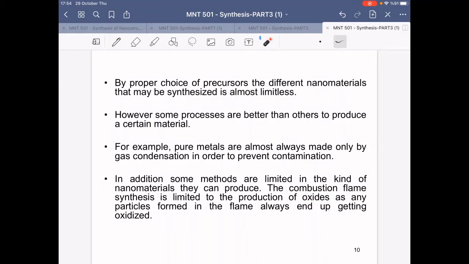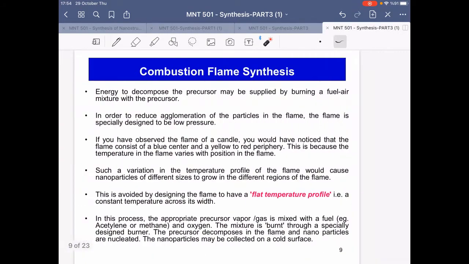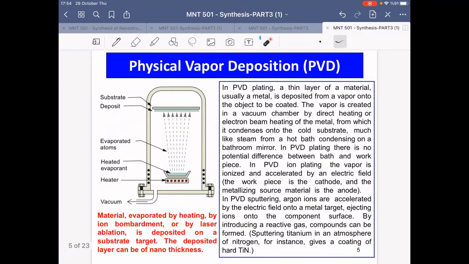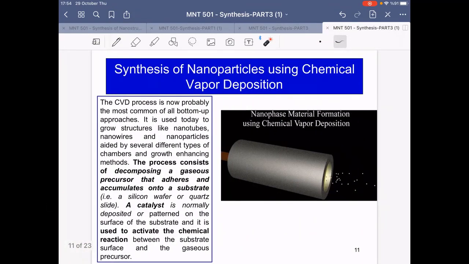Okay, so let's continue with another very well-known technique. It's called chemical vapor deposition. Okay, it's called the CVD. So instead of the PVD, where I was heating, vaporizing it, and collecting on a cold surface, now things are getting chemical. Vapor deposition. What happens in a CVD process?